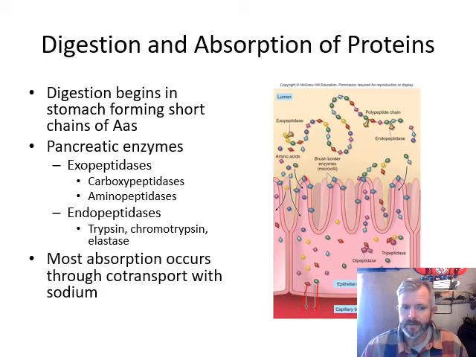Okay, and again, most of the transportation takes place via sodium, using a sodium gradient. But different from the carbohydrates, we can absorb, at least from the lumen, mono, di, or tripeptides. But when we get into the blood, it's going to be individual amino acids. Okay.